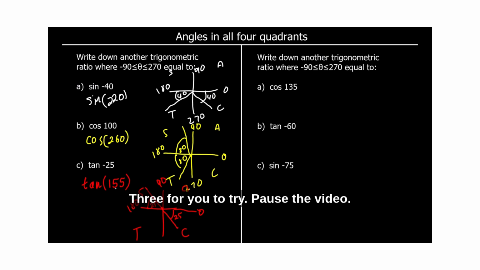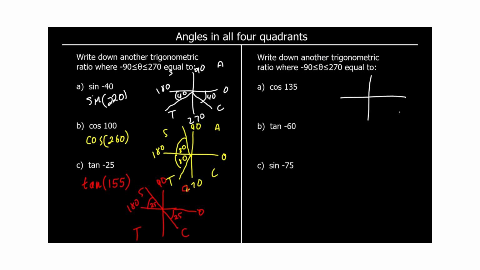Three for you to try. Pause the video and give them a go. So we have cos 135. So 135 is over here. It is 45 away from 180. Cos is negative. It's negative again in the tan quadrant between 180 and 270. So that's 180 plus 45, 225.